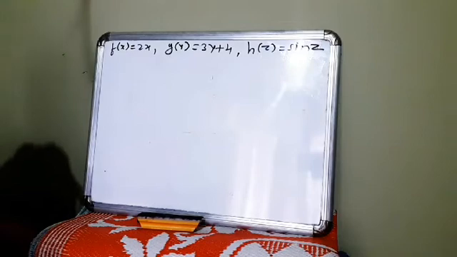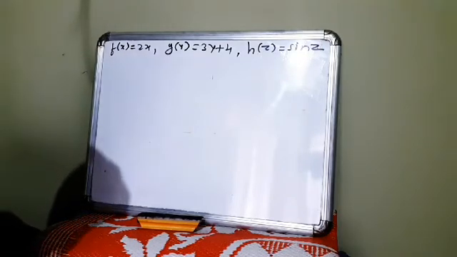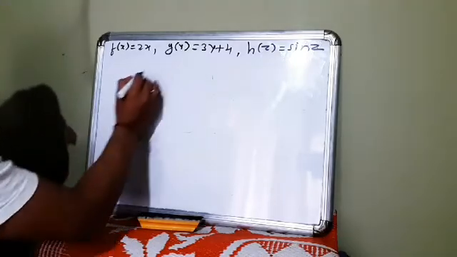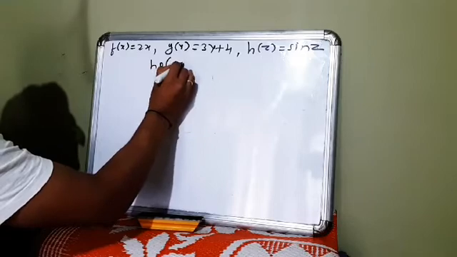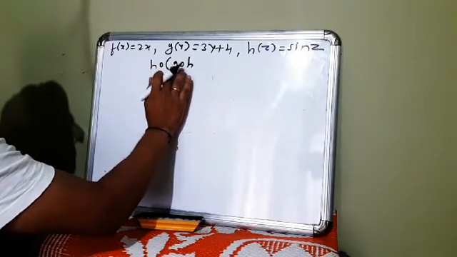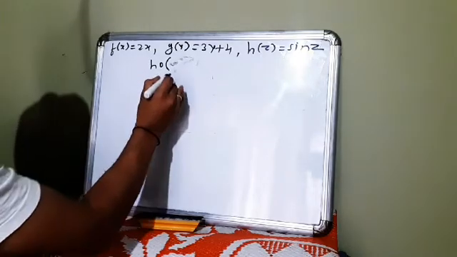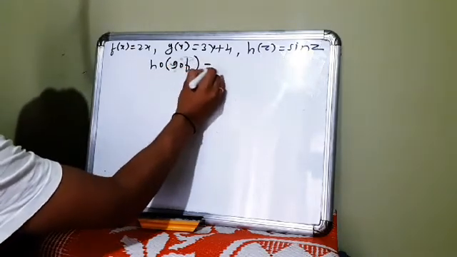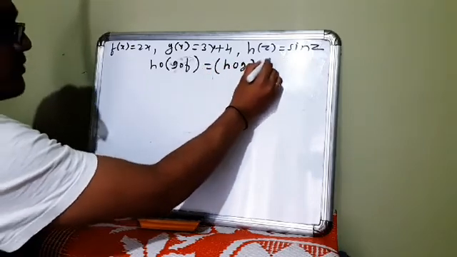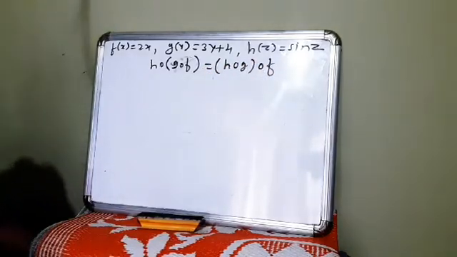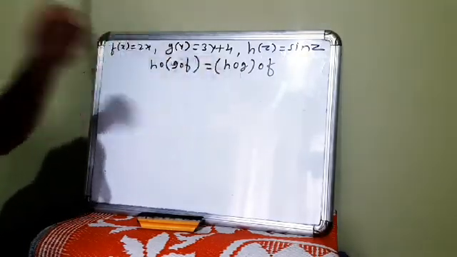Here they have given the 3 functions: f of x, g of y and h of z. What we have to show is that h composition (g composition f) is equals to (h composition g) composition f. So actually this result we have to prove, LHS is equals to RHS.